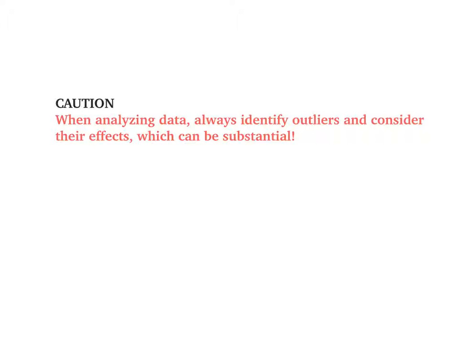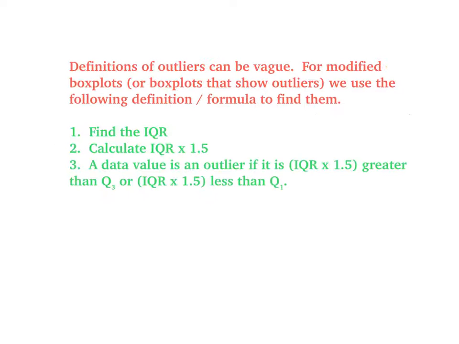One more caution, we've done this caution several times. When you analyze data, always identify the outliers and consider what their effect is, because they can be really substantial. They can really mess up some data, just one big outlier, especially if there's more than one. It can really influence your data. So really look out for outliers. Definition of outliers can be vague.